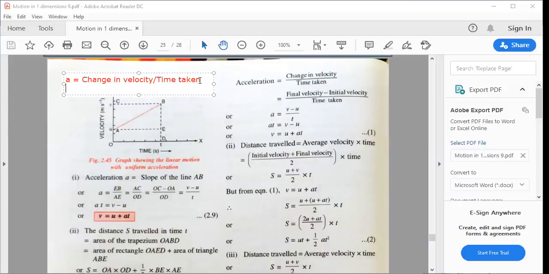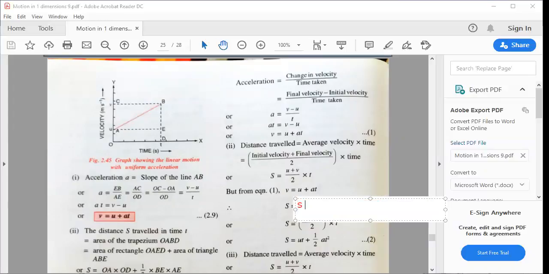Now the next one is distance. I want this equation: S is equal to UT plus half AT square. Now this formula I want to take. Now for this, let's understand from the graph. You already know what is displacement. It is the area under the trapezium.